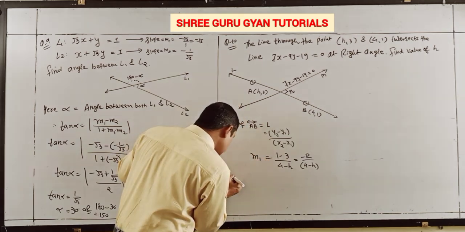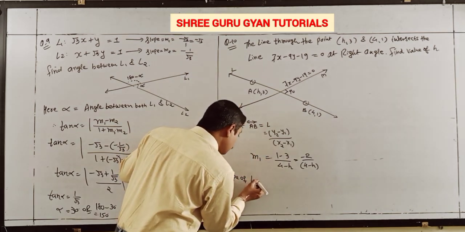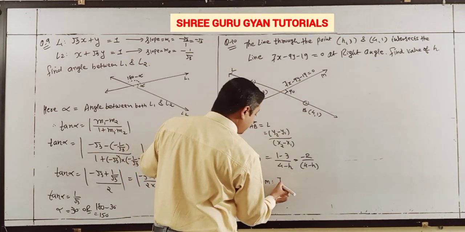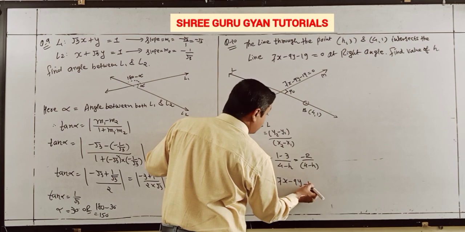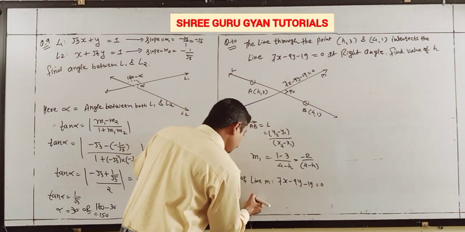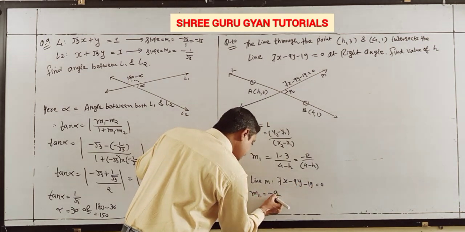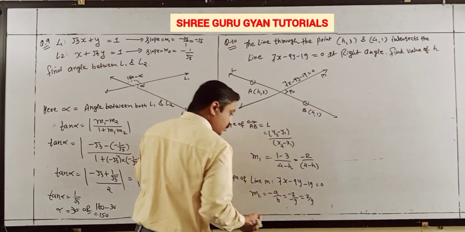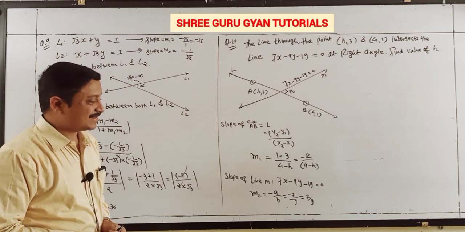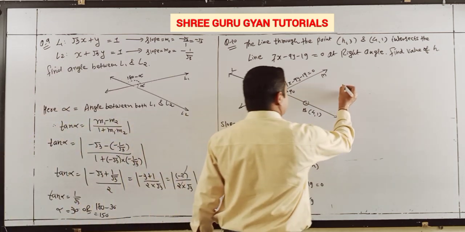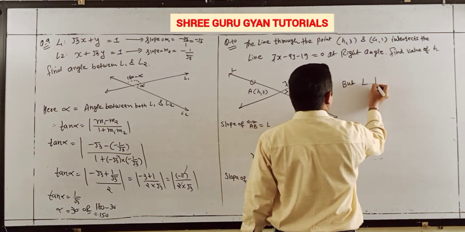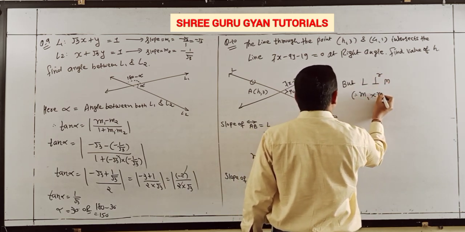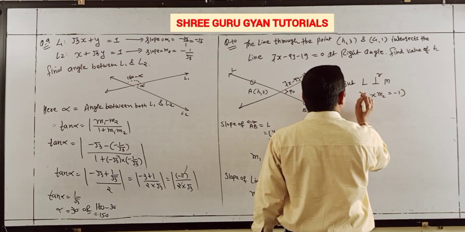Similarly, students, we find the slope of line M. My M line is 7x minus 9y minus 19, so slope m2 is minus a by b, which is minus 7 by minus 9, that is 7 by 9. Now, our condition is what? L is perpendicular to M, so m1 into m2 is equal to minus 1.